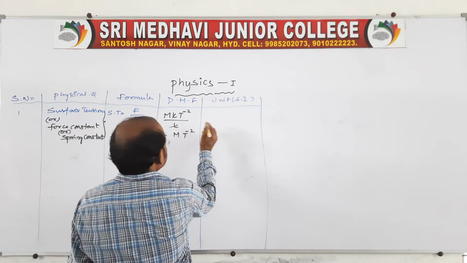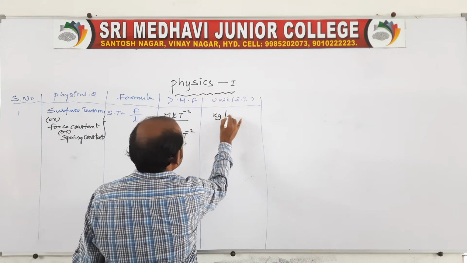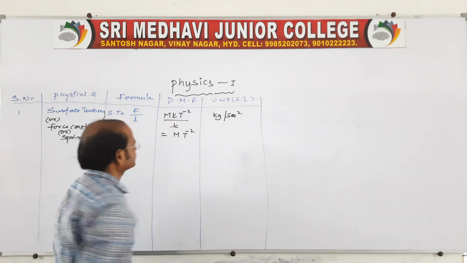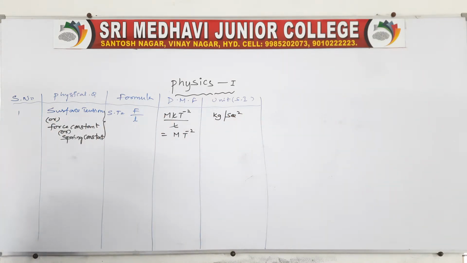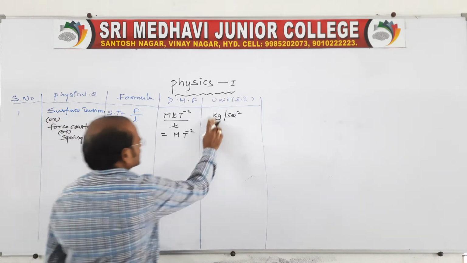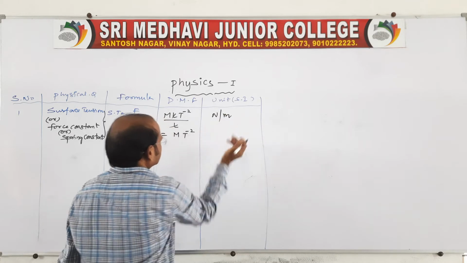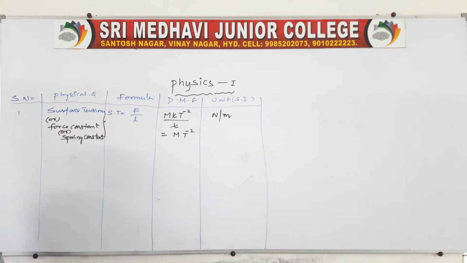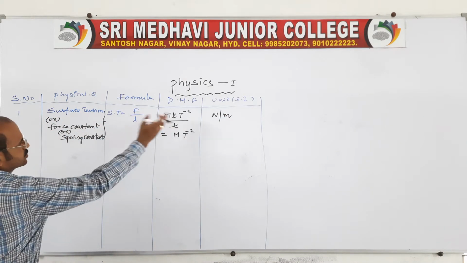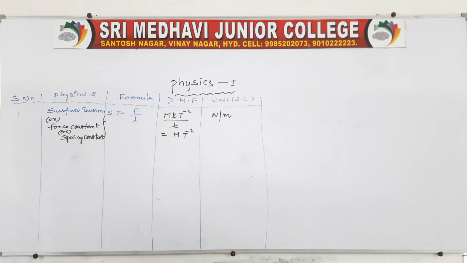And the unit for this we can write as kg per second square, because it is mass. Or instead of writing this, you write Newton per meter. This is how we can write Newton per meter, because force per unit length: force is Newton and length is meter. So this is the next physical quantity.